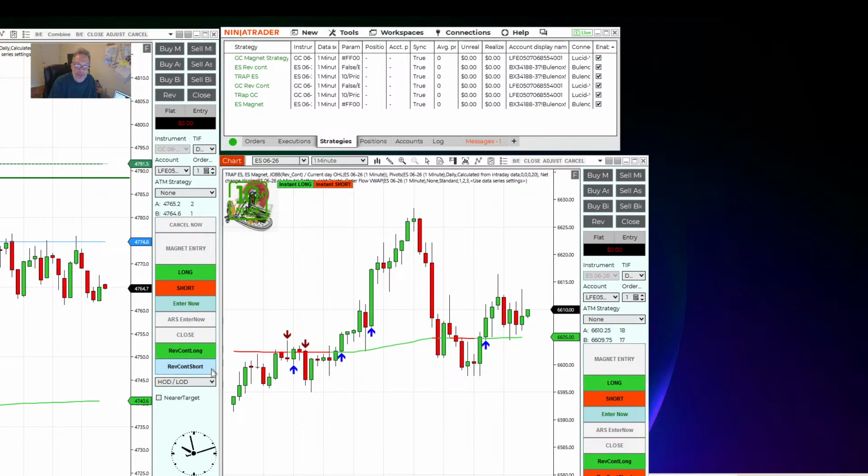Now, I want it off. I don't want confusion with the trap trade. So high of day, low of day, I'm turning off on the control panel till the trap trade is over. I can see my cancel button. Okay.